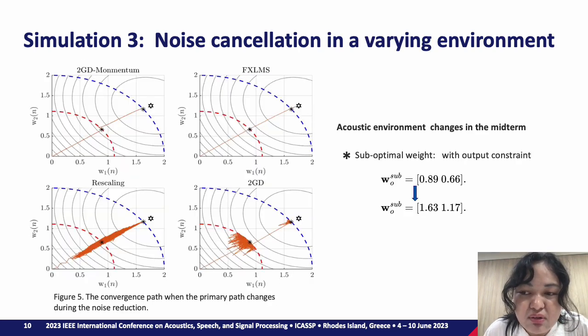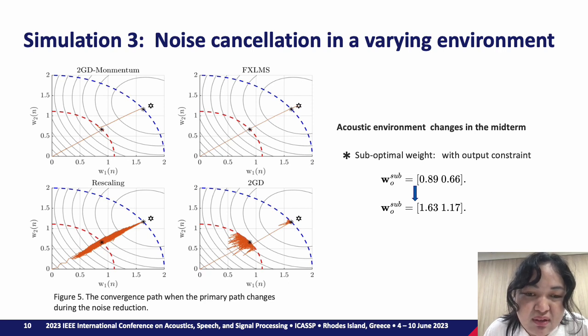In the third simulation, we tested the noise reduction performance in a varying environment. Here, in the first simulation, the suboptimal control filter is calculated as 0.89 and 0.66, and with the change of the primary path and secondary path in the ANC system, the suboptimal control filter changes to 1.63 and 1.17.